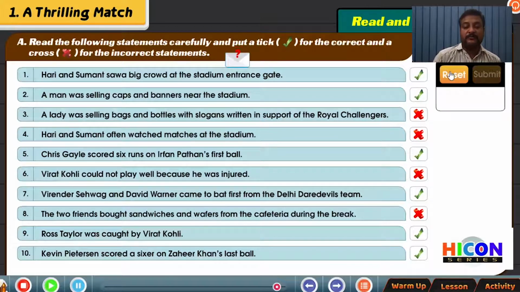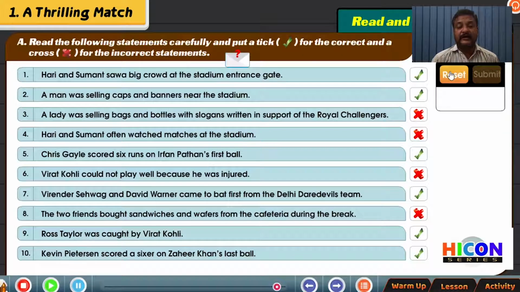Virat Kohli could not play well because he was injured. He was injured, but not before batting. Virat Kohli batted first, and after that, when his team was bowling, in the last over, when Zahir Khan was bowling, he ran to take a catch and he fell down. So that was when he got injured. So that is a wrong statement.